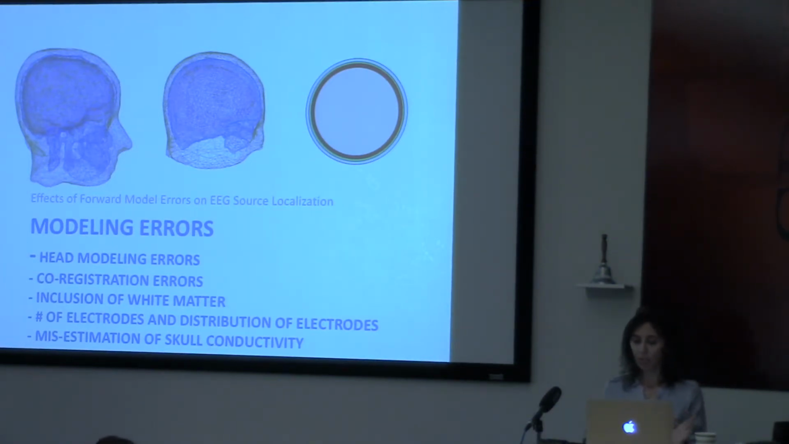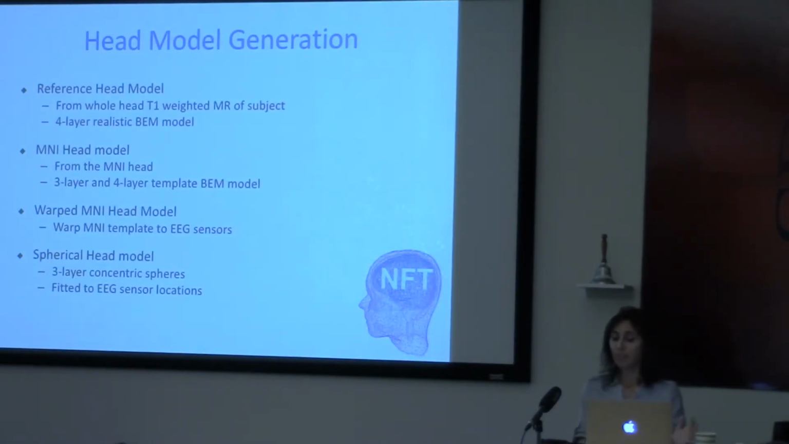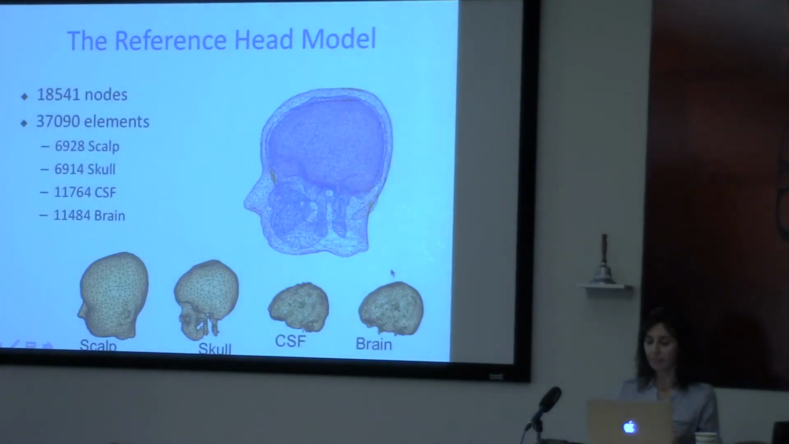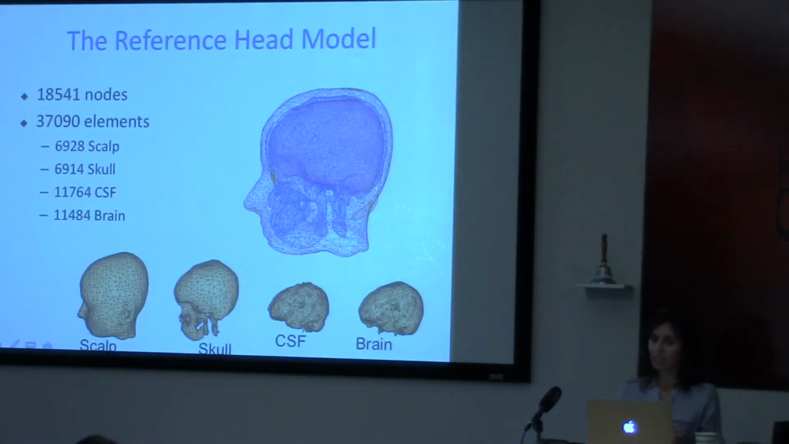So I want to show what happens if we don't have MRIs and if we use template head models instead of realistic head models. So we first had a reference head model from whole head T1 weighted MRI of the subject, and we generated a 4-layer realistic head model. And we simulated EEG using this head model. This is the head model; the skull, CSF, and brain are shown. And we simulated EEG using this realistic individual head model.